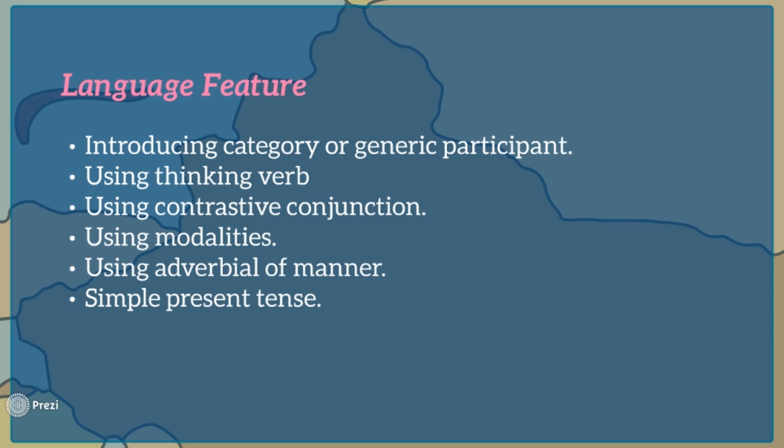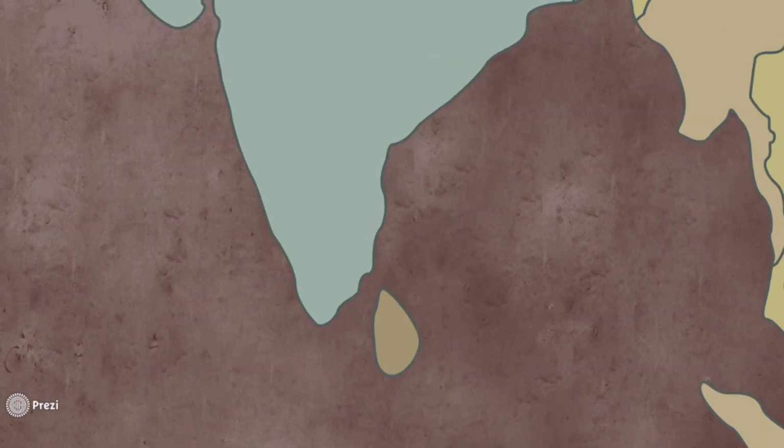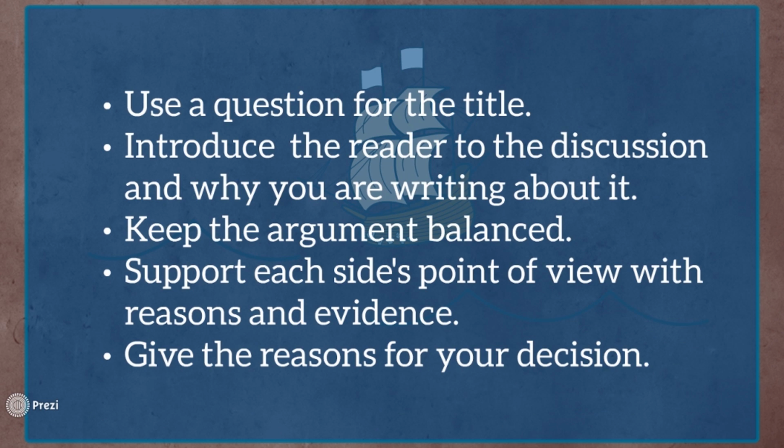Now, these are tricks for writing a discussion text. First, use a question for the title. For example, should children be made to do homework? Second, introduce the reader to the discussion and why you are writing about it. Third, keep the argument balanced and present both points of view as fairly as possible. Fourth, support each side's point of view with reasons and evidence. And the last one, if you present your own point of view in the conclusion, give the reasons for your decision to your reader.